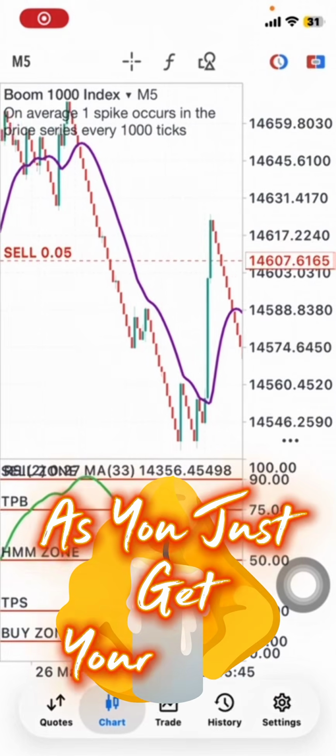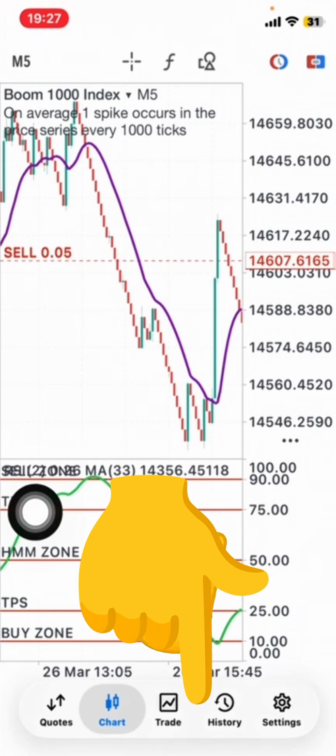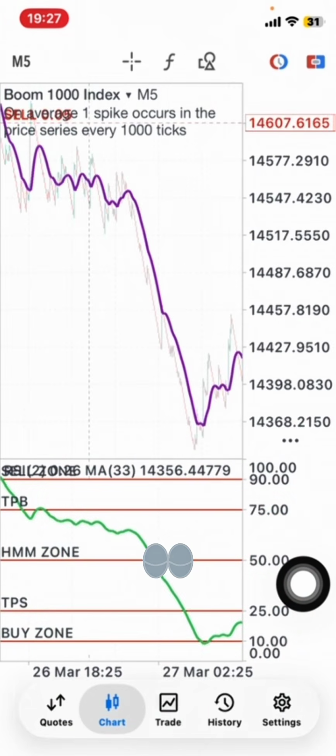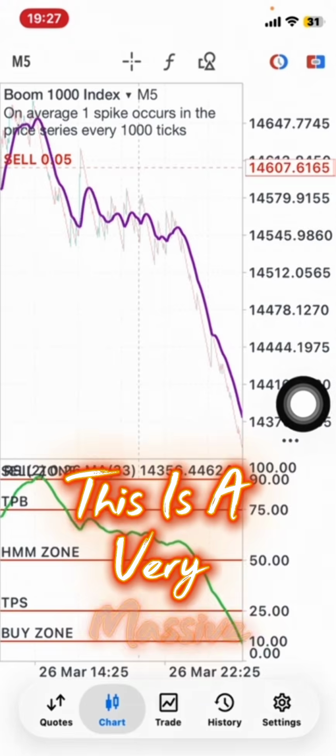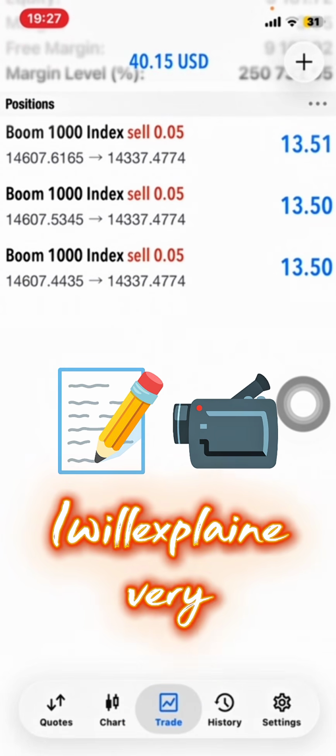As you get your 8 candles below this line, you get this level, these lines just cross down below this level, you just enter your trade and ride your trend. Look at it. This is a very massive trend. You see, I will explain every detail in this video.